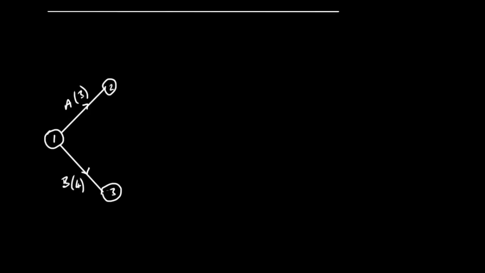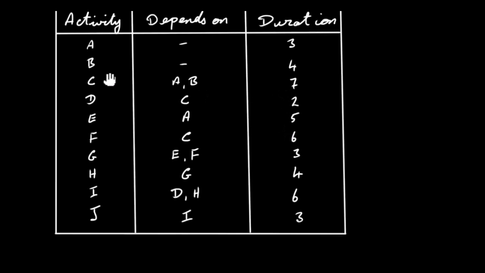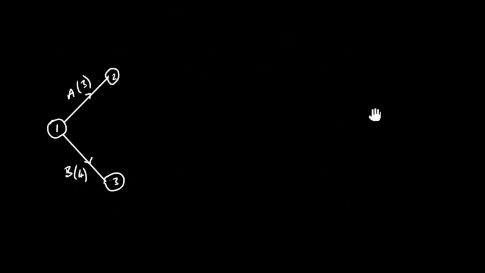Now if we go back up and have a look at C, C depends on A and B and has a duration of 7 days. So C depends on both A and B. Now the problem here is if we were to draw something like this, we can't put C here and C here. So what we've got to do is just draw one arc from, let's say, number 3 here. We'll call this C, and we'll call this node number 4.